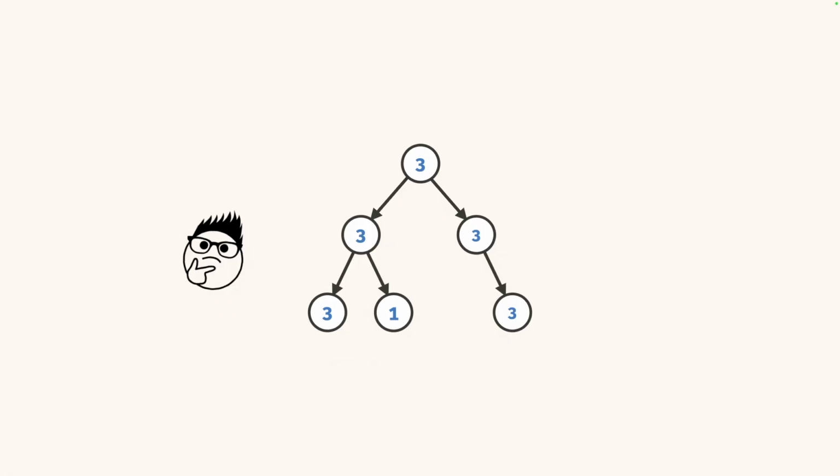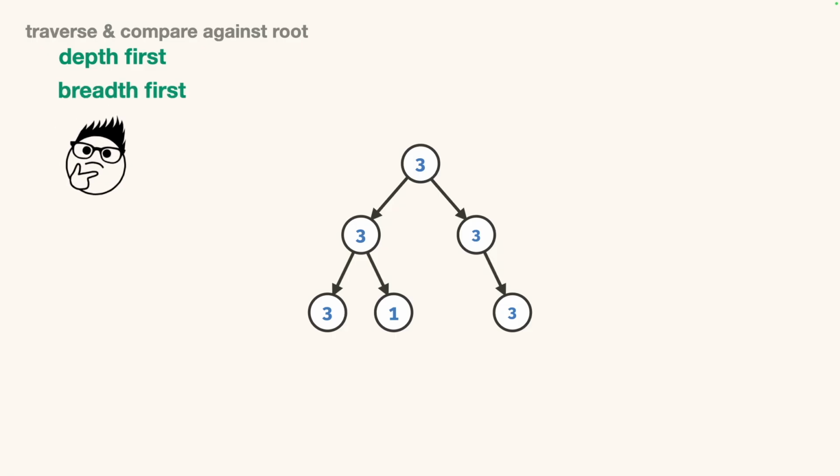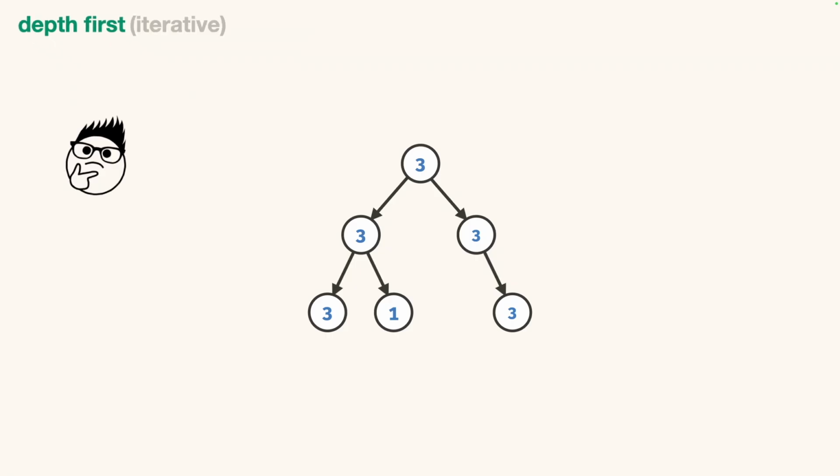To solve this one, you really just want to use some type of binary tree traversal algorithm and then compare every value against the root value. So it's okay if you solve this one using a depth first traversal or even a breadth first traversal. It's up to you. I'll show you all of the different ways. On the whiteboard right now, let's start with the depth first iterative solution. We'll see later on when we code this up that the breadth first iterative is going to be basically identical.